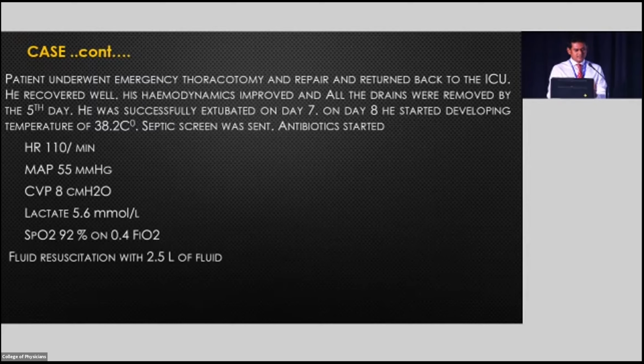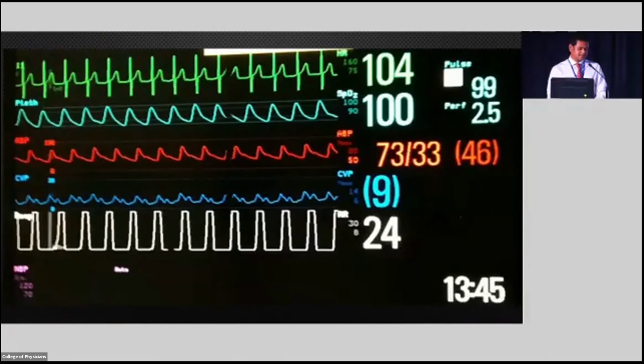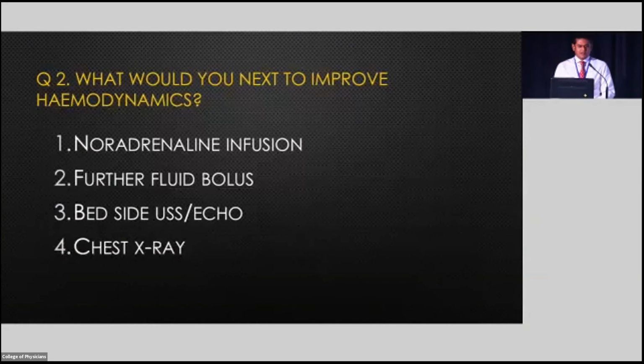So he was resuscitated with fluids, quite a significant amount of fluids, and these are the readings that you still see on the monitor. So he's still tachycardic, saturations are all right, but he's still hypotensive. What would you do next to improve the hemodynamics?